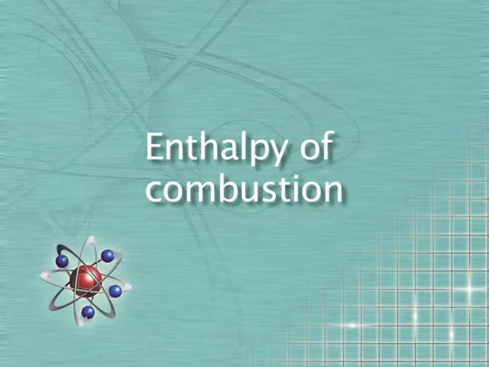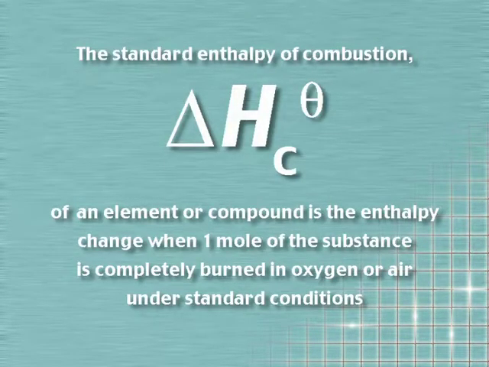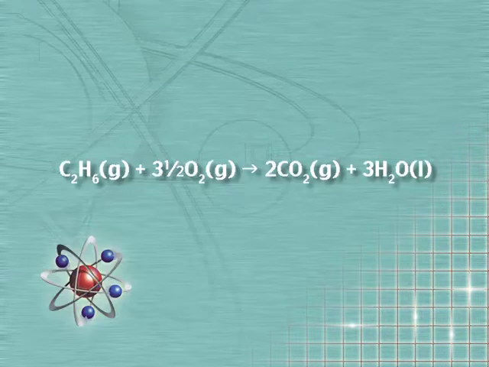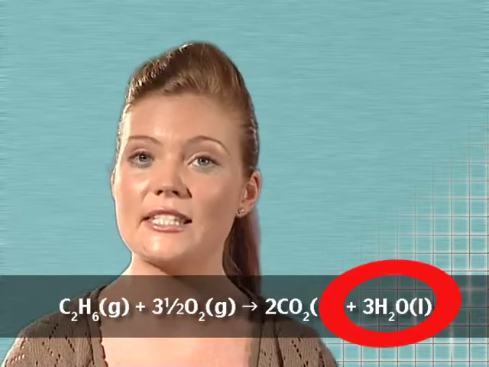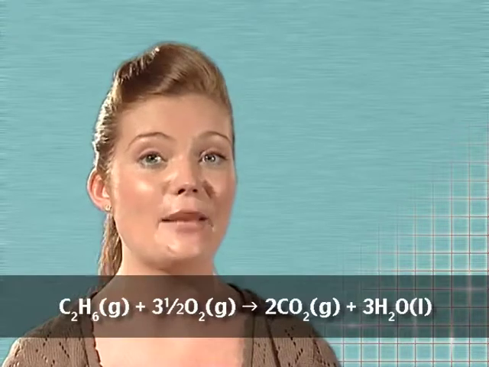The standard enthalpy of combustion of an element or compound, delta H theta C, is defined as the enthalpy change when 1 mole of the substance is completely burned in oxygen or air under standard conditions. The term completely burned means that complete combustion and not partial combustion takes place. In the case of ethane, C2H6, it is represented by this equation. Notice that water is in the liquid state, its physical state at 298 K and 100 kPa.